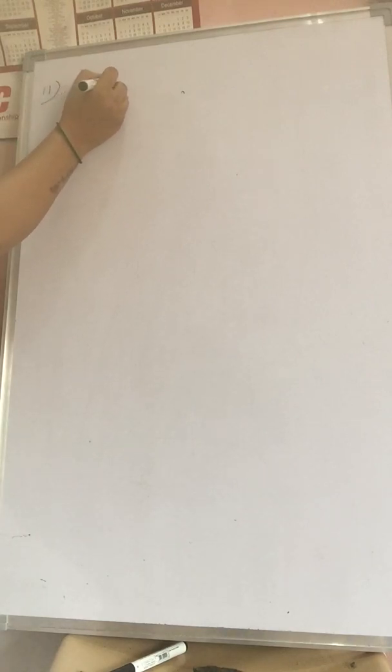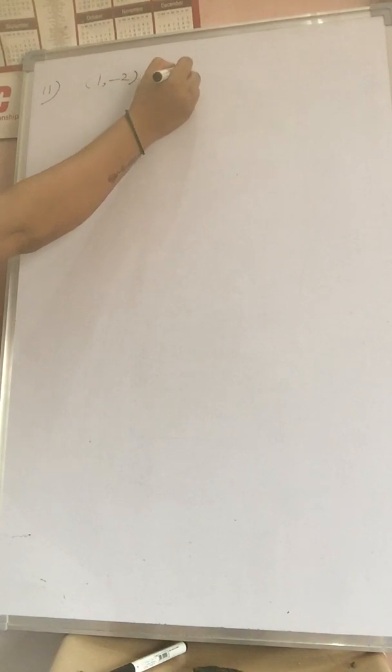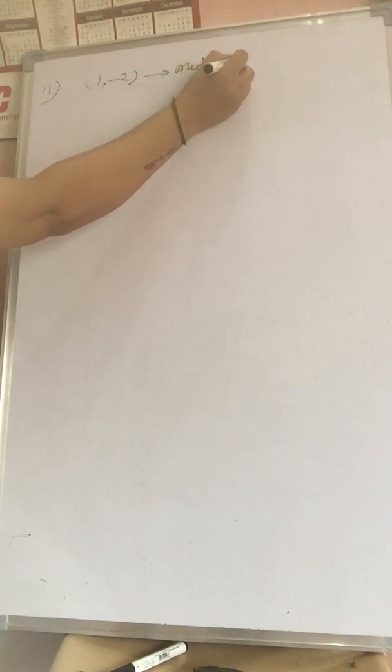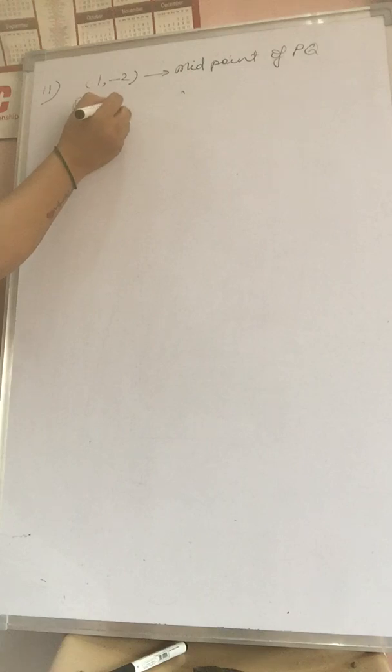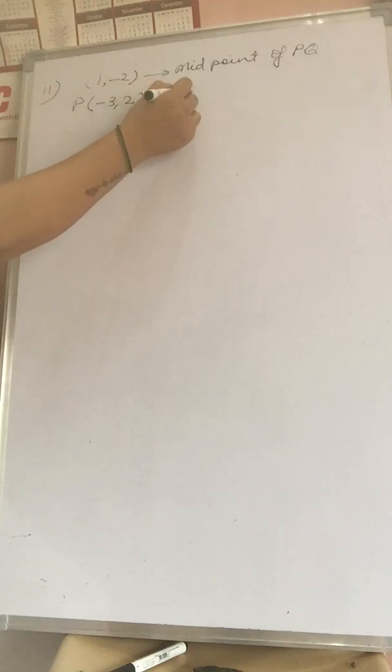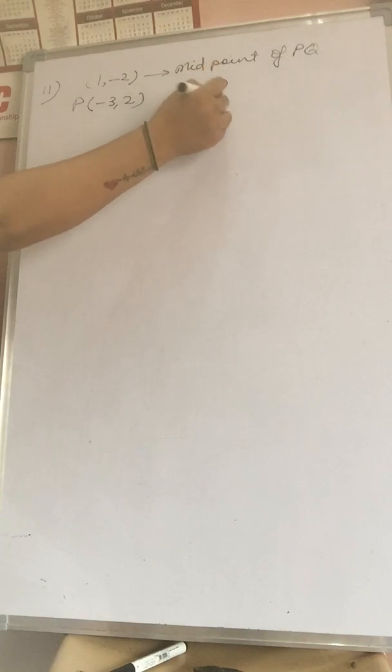So here we have the 11th question. The coordinate of the midpoint of the line segment PQ is 1, comma minus 2. This is the midpoint of PQ. The coordinate of P is minus 3, comma 2. Find the coordinate of Q. You have to get the coordinate of Q.